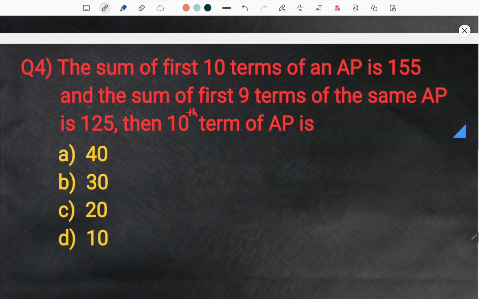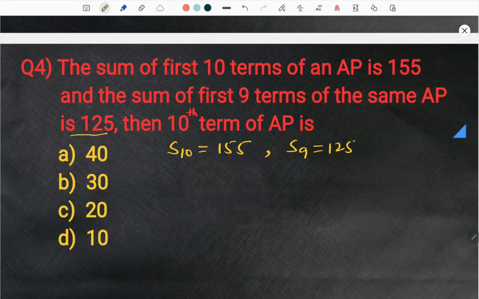Alright, moving forward to this question, very famous question it is, very interesting also. The sum of first 10 terms of an AP is 155. Okay, sum of first 10 terms, that is S10 is equal to 155. And the sum of first 9 terms of the same AP is 125, that is S9, the sum of 9 terms, is 125. They are asking us to find the 10th term.